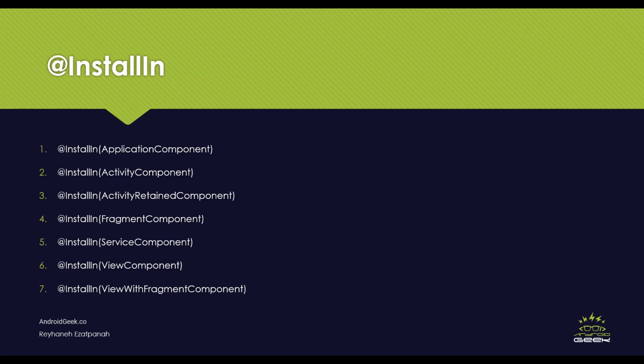these 7 components. The first one is the application component, present for the lifetime of the application. The second one is the activity component, present for the lifetime of the activity. Number 3, the activity retained component, present for the lifetime of a configuration-surviving activity, or surviving orientation change, just like the ViewModel.